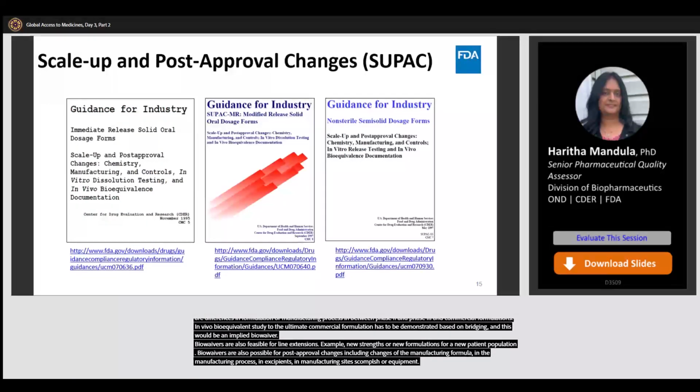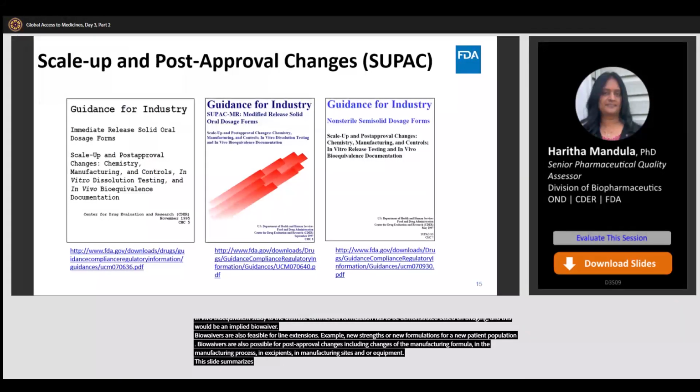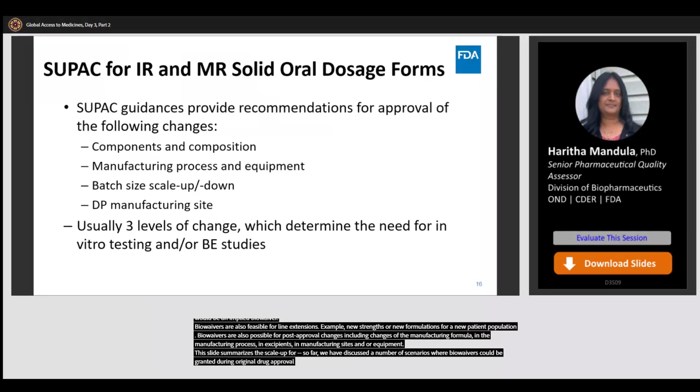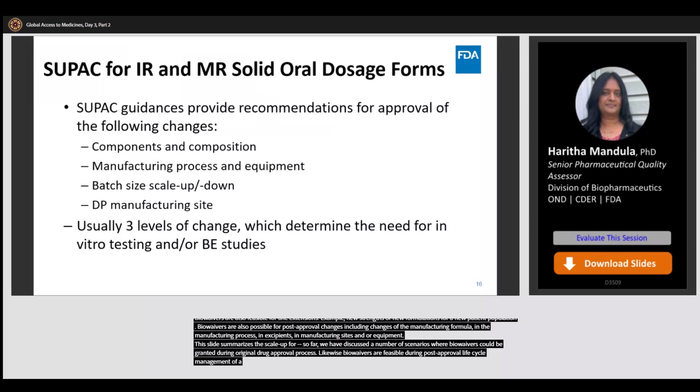This slide summarizes the guidances for scale-up and post-approval changes. So far, we have discussed a number of scenarios where biowaivers could be granted during the original drug approval process. Likewise, biowaivers are feasible during post-approval life cycle management of a drug product based on the SUPAC guidance for IR and MR solid oral dosage forms.